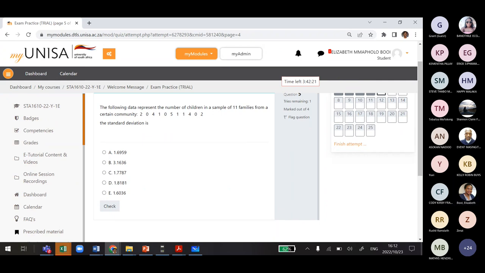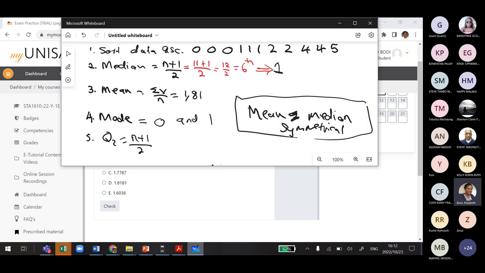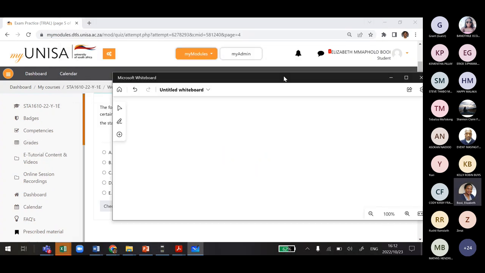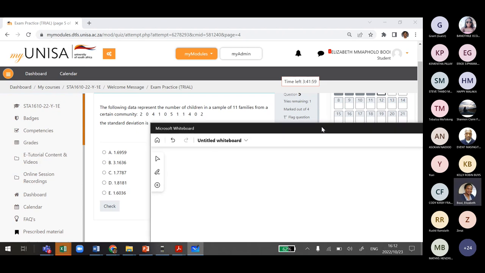Now we need to calculate the standard deviation. So to calculate the standard deviation, the formula, I can put it right here. Because this is the sample, the standard deviation is the square root of the sum of your x observations minus the mean, squared, divided by n minus 1. We already calculated the mean and found that it is 1.81. So you can use that information to calculate.